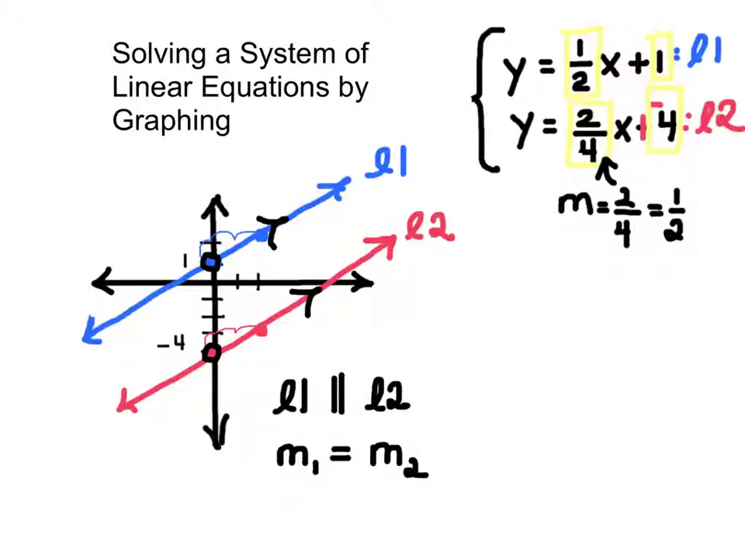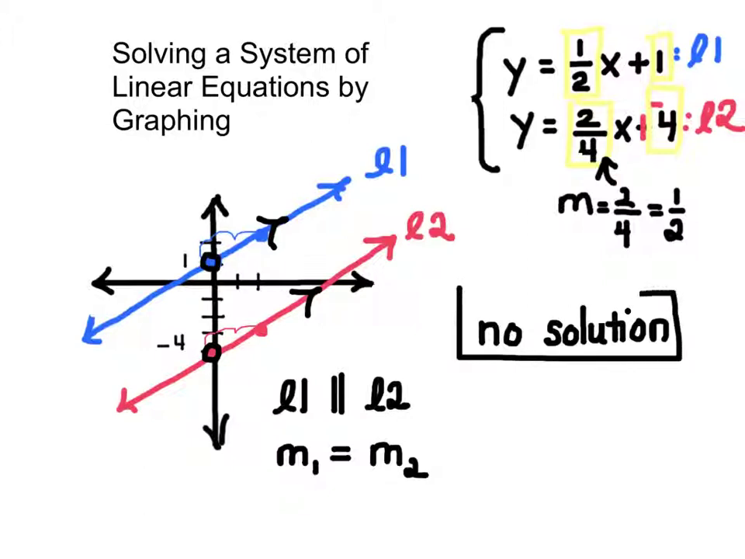So in this case, when we're asked to find the solution, these 2 lines never intersect. So we would write that there's no solution to this system of linear equations. And let's put a box around this because this is our final answer.